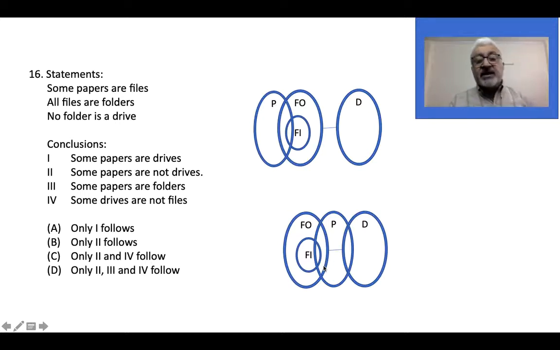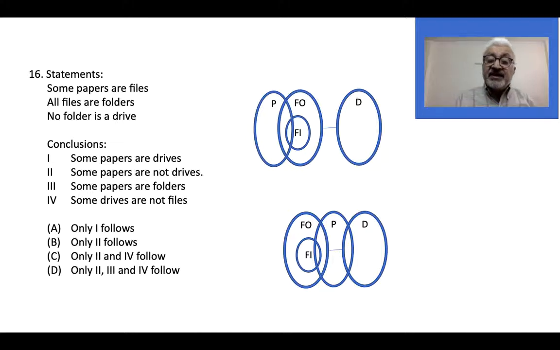Now, please understand, folders are away from drive. Files are inside folders. Therefore, files will also not be able to overlap with drive. Files are not overlapping with drive, but there is an overlap of papers with files. So, we are talking about this area, which is file, folder, and paper. All those three categories.